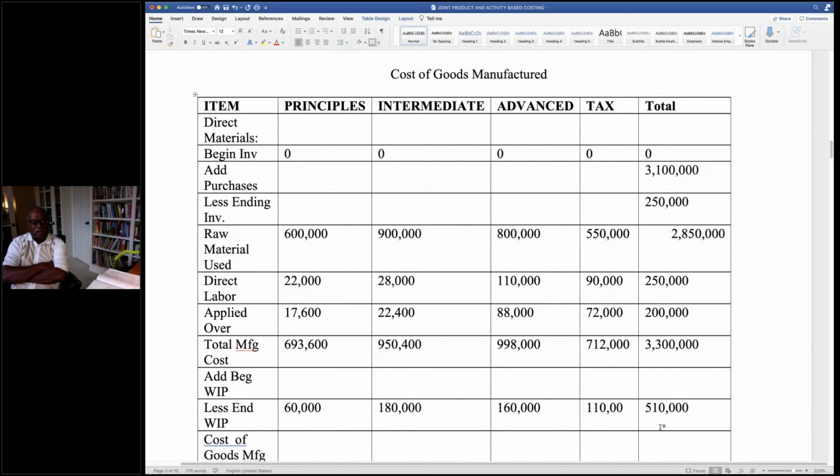So subtract the 510 from the 3,300,000. We get 2,790,000. Okay, put it in there for now. 2,790,000. Is 2,790,000 correct?